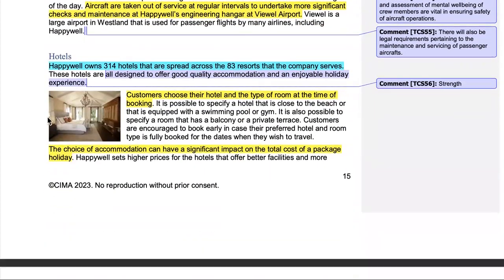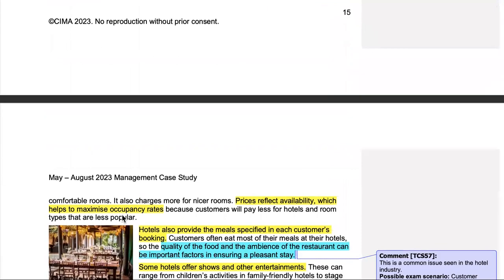And looking at the hotels, we own 314 hotels that are spread across 83 resorts that the company serves. And they are all designed to offer good quality accommodation and an enjoyable holiday experience, which can be considered as significant strengths. If we are offering good quality and an enjoyable holiday experience, we are in a position to keep pushing our sales revenue higher and higher. Okay, so remember that we own 314 hotels.